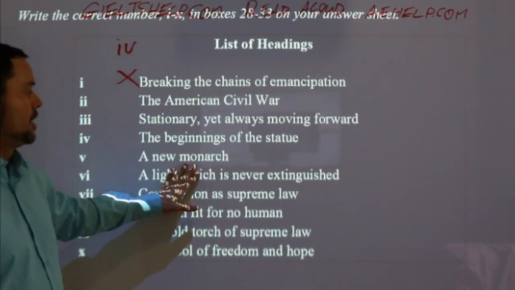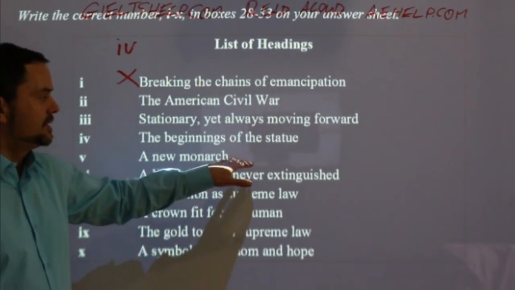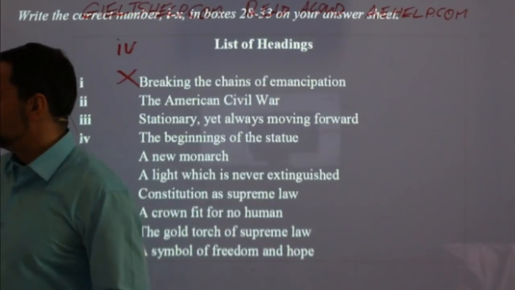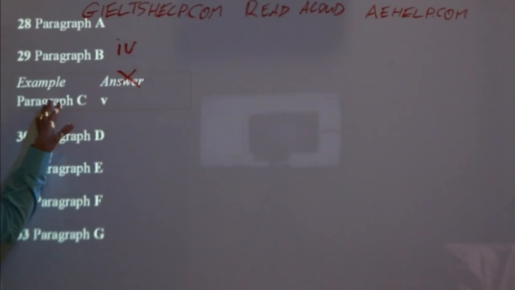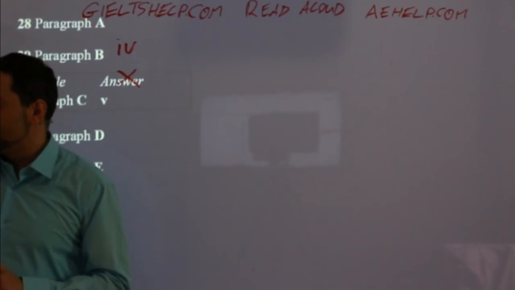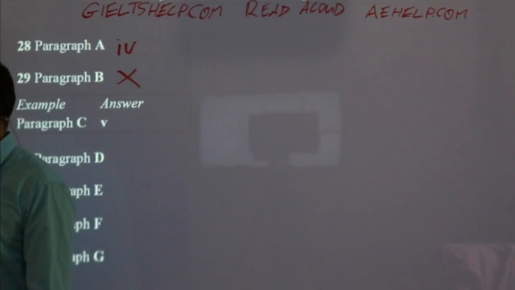It's a new monarch. What's the new monarch? The new monarch, the new leader is liberty, right? So that's given for us, right, with the example. So example is 5. So if you got 5, then you know it's correct. Then you go, okay, I know that's correct. Okay, let's do paragraph D.